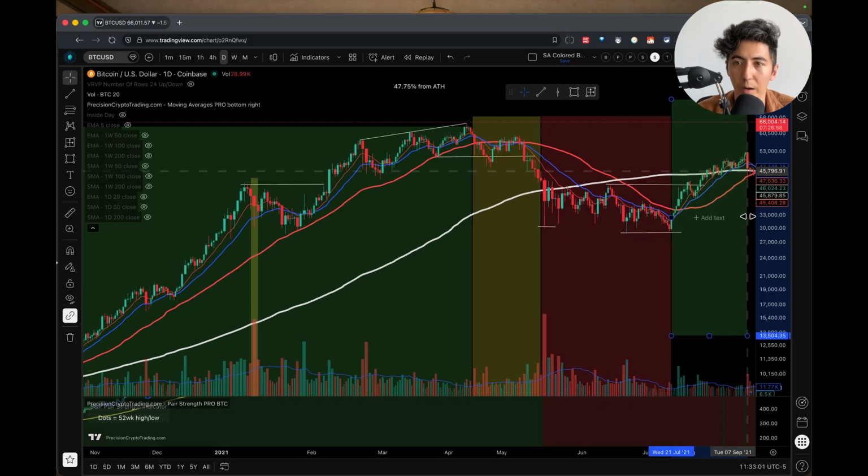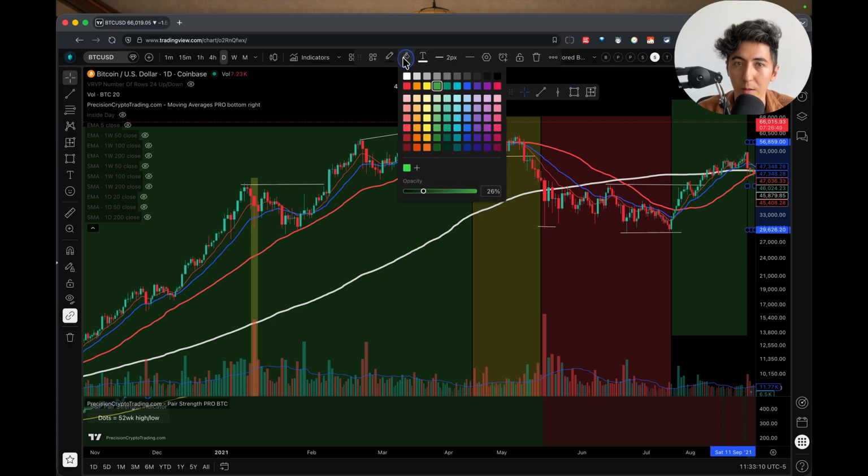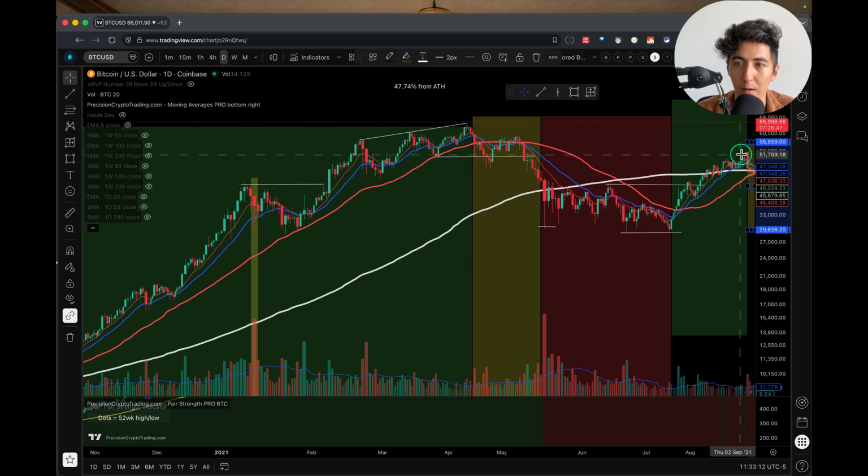I mean, that's kind of high volume there, and it's coming back down. That's a little worrisome. Maybe that's some distribution that's happening. Is it going to respect the moving average and continue on higher?